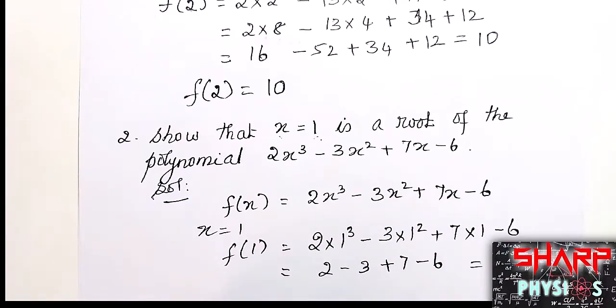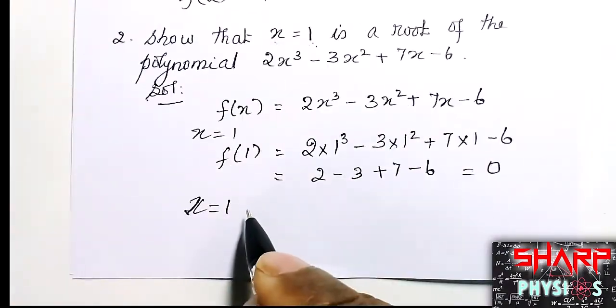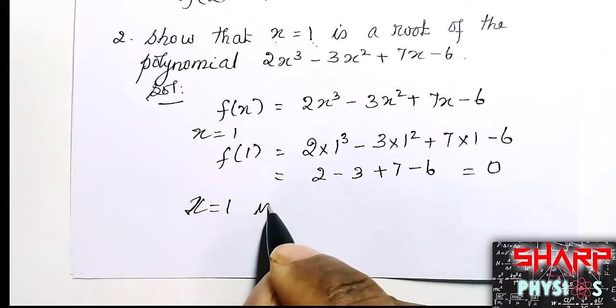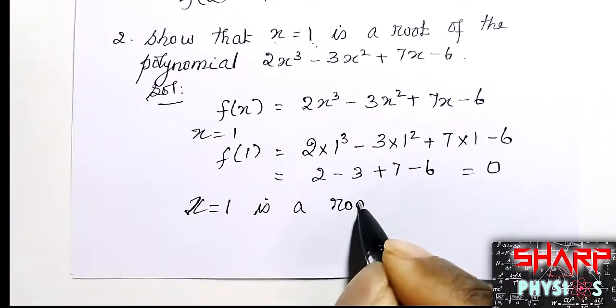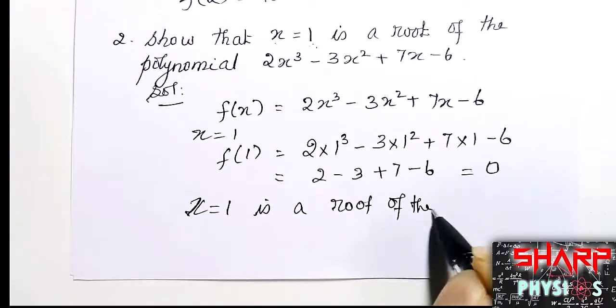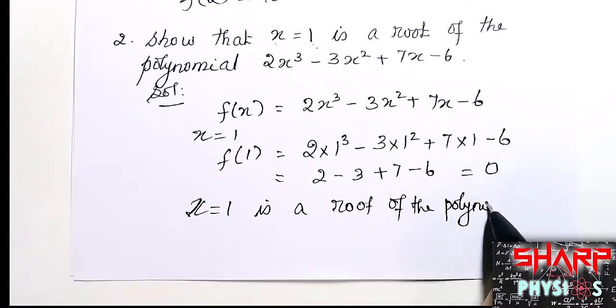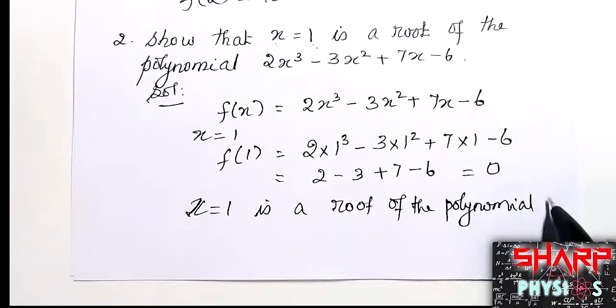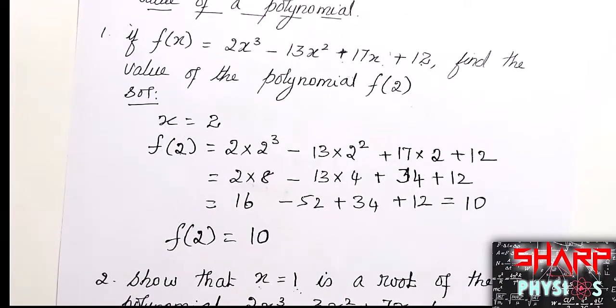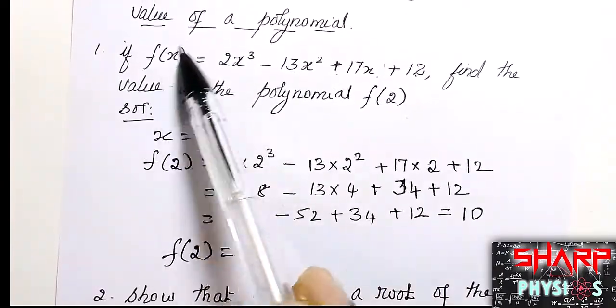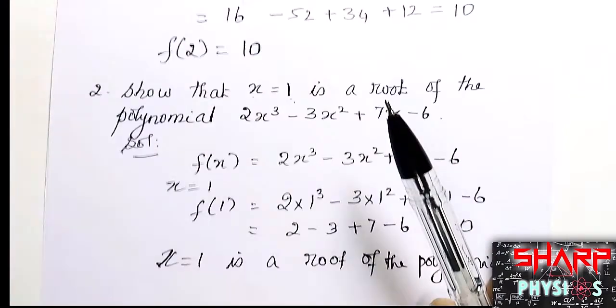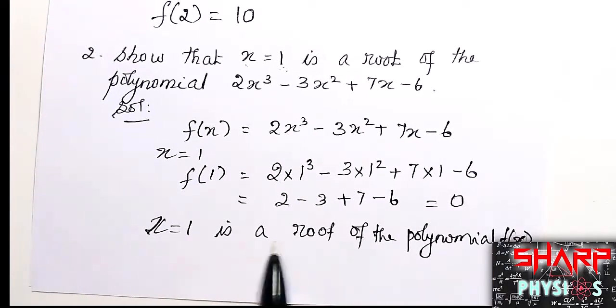From this you can find out that since the answer is 0, f of 1 is equal to 0. So x is equal to 1 is a root of the polynomial f of x. So in the first one you found out the value of the polynomial, and in the second one you found the root of the polynomial.